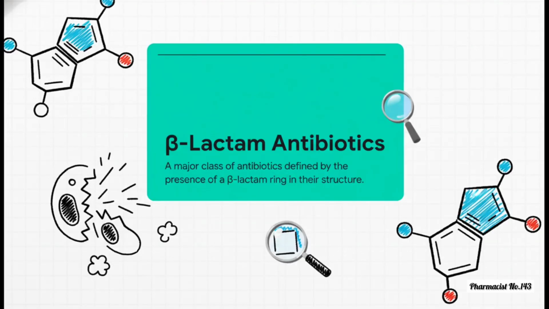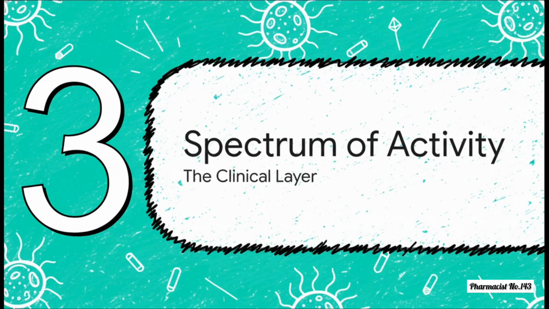Let's talk about maybe the most famous family of all, the beta-lactams. What actually makes a penicillin? It's this one core structure, the beta-lactam ring. This little four-sided ring is basically the chemical warhead of the molecule. It's the part that does the dirty work, binding to and shutting down the enzymes bacteria need to build their walls.